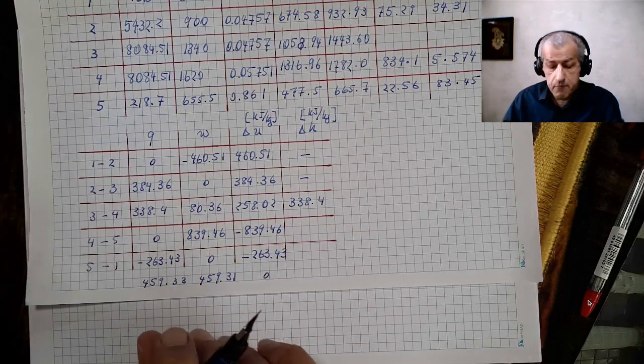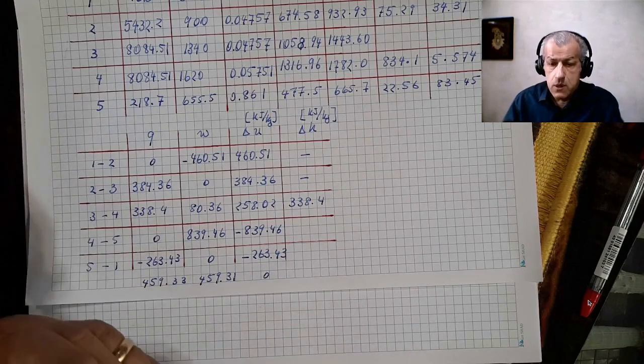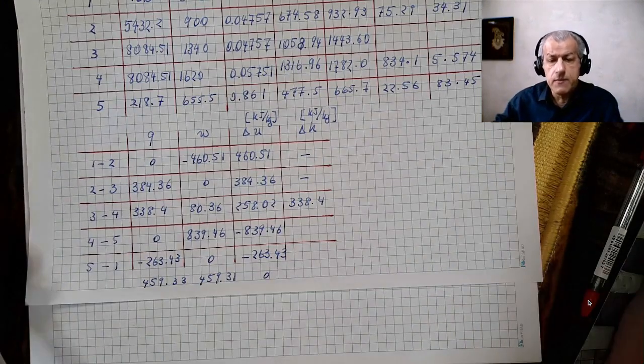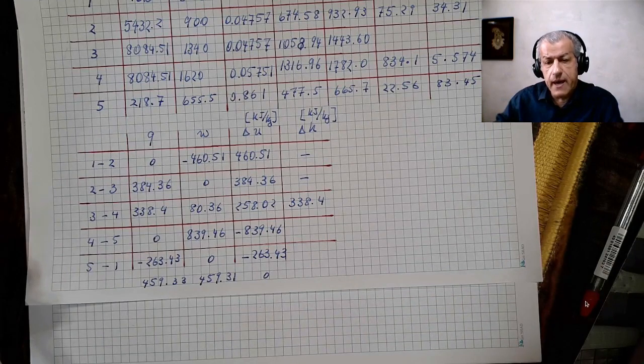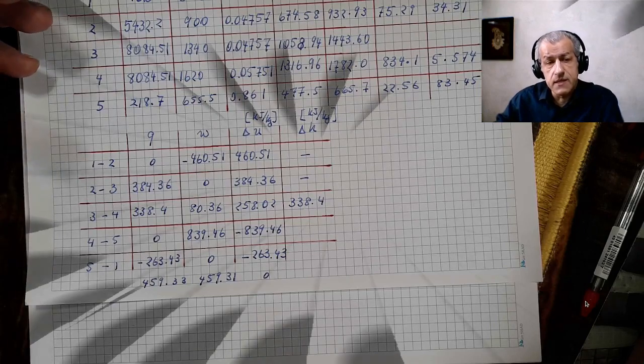They all match, and now we could move to the next step and start calculating the cycle properties. That means total work, total efficiency, and the rest.